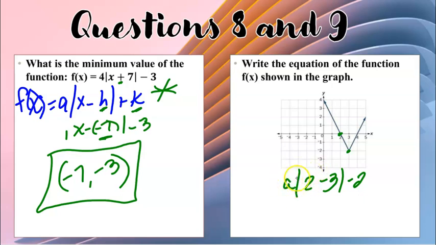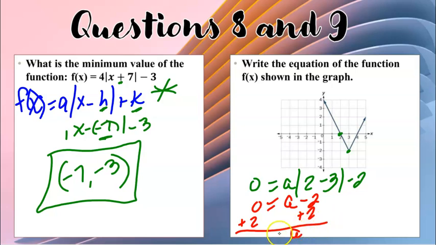I need to find my a when my y is 0. So now I can simplify what I have here. 2 minus 3 is -1. The absolute value of -1 is 1. 1 times a is a. And then I have a - 2 equals 0. To get a by itself, I'm going to add 2 to both sides. That means a is going to equal 2.